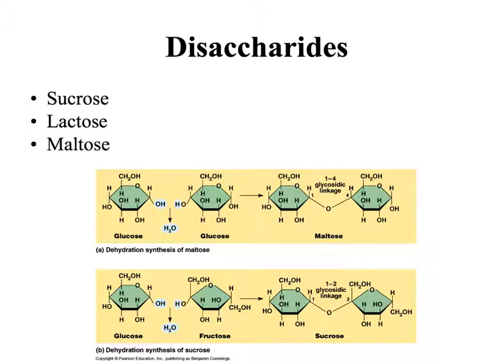Disaccharides are when we take 2 saccharides or sugars and connect them with a chemical bond. Common types of disaccharides are sucrose, which is table sugar, lactose, which is milk sugar, and maltose. Sucrose is made of a glucose and a fructose molecule stuck together. This is a very common type of disaccharide. Lactose is made of glucose and galactose bonded together. And again, this is found in milk. And maltose is when 2 glucose molecules are bonded together.